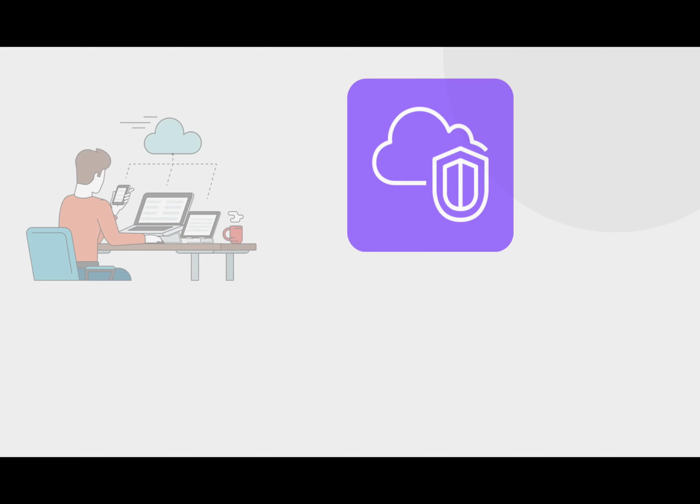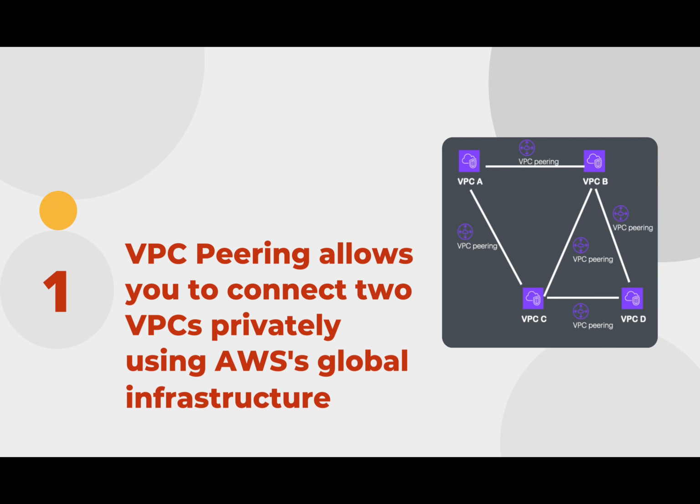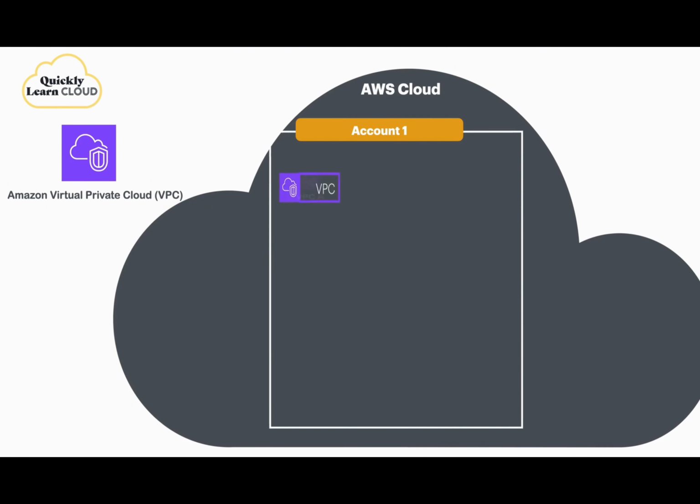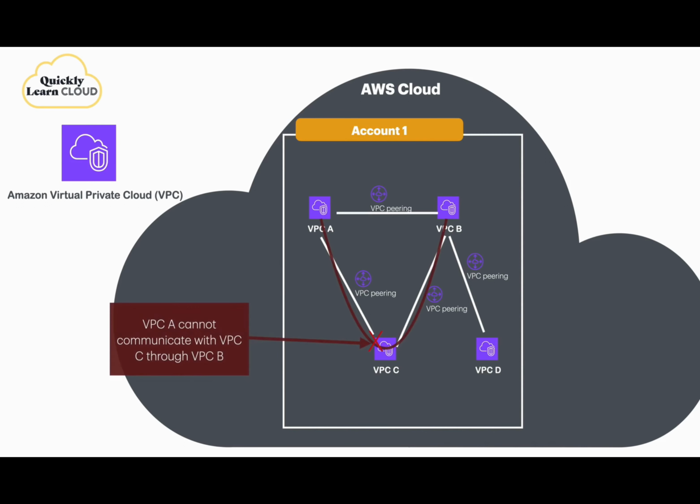Now, let's explore how you can connect your VPC to other VPCs or networks. AWS offers several options here, with VPC peering and transit gateway being the most prominent. 1. VPC peering. VPC peering allows you to connect two VPCs privately using AWS's global infrastructure, enabling them to communicate as if they were in the same network. Importantly, VPC peering is not transitive, meaning if VPC A is peered with VPC B and VPC B is peered with VPC C, VPC A cannot communicate with VPC C through VPC B.